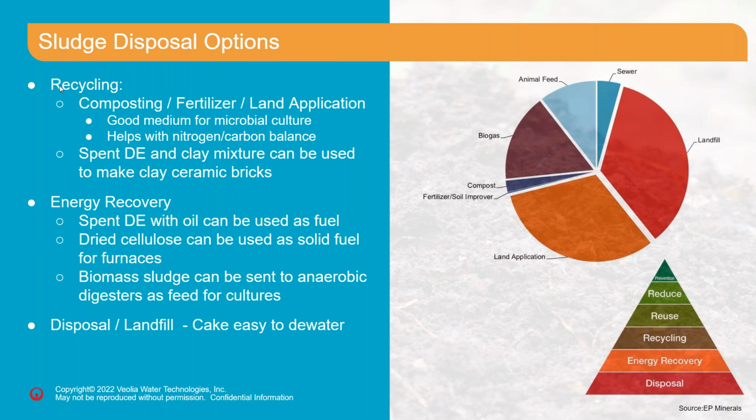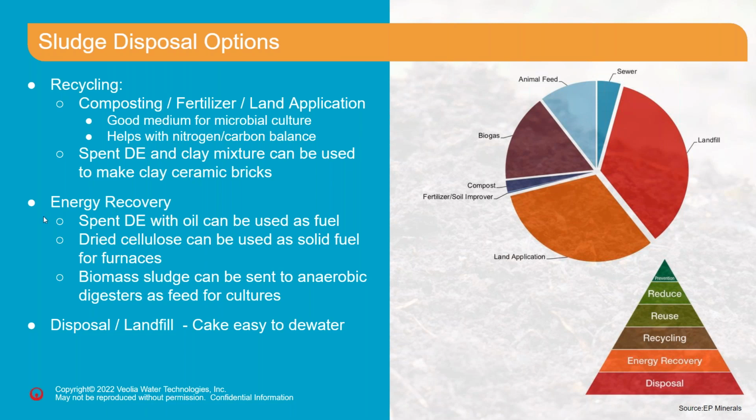For recycling, spent sludge from various fermentation processes with no toxic contaminants can be a good medium for microbial culture and can also help with the nitrogen carbon balance in the soil. Spent DE and clay mixture can also be used to make clay ceramic bricks. The DE added to the clay mixture reduces the density and typically provides good insulating characteristics.